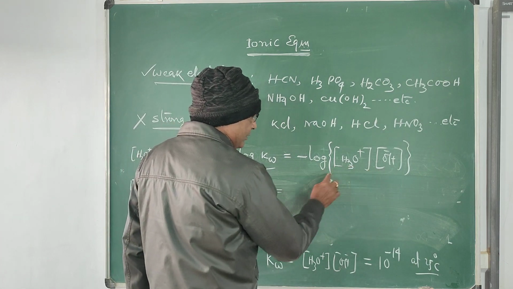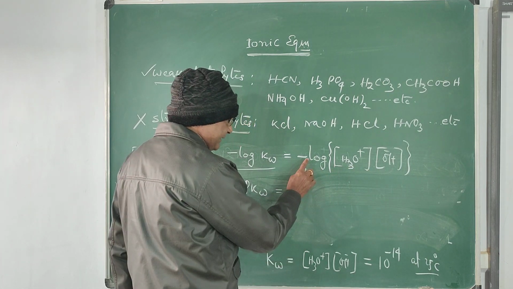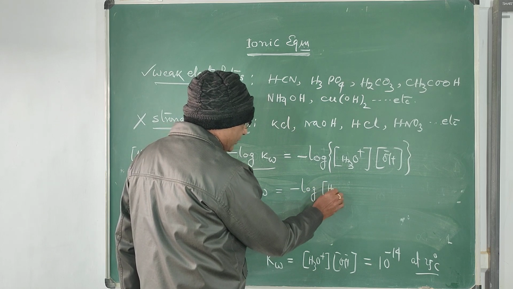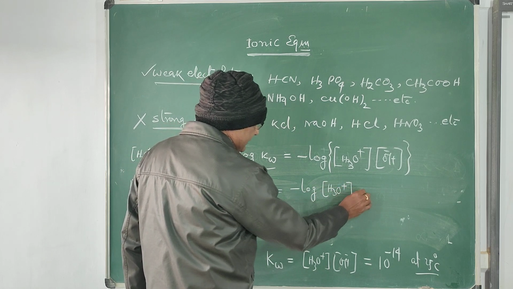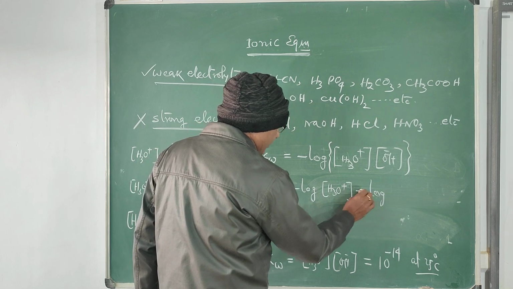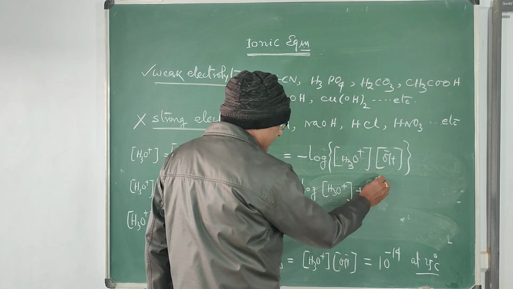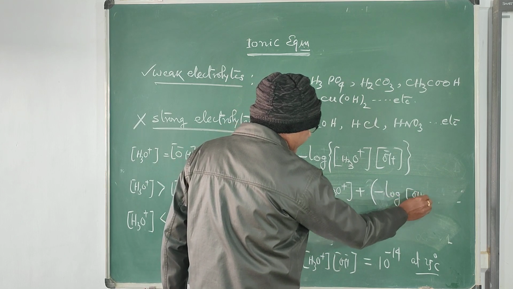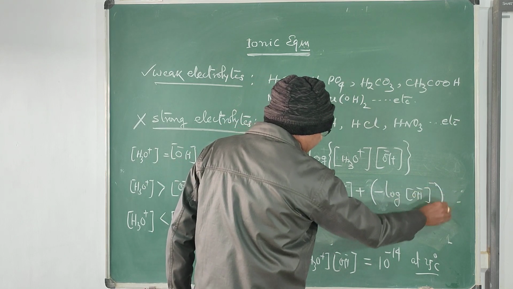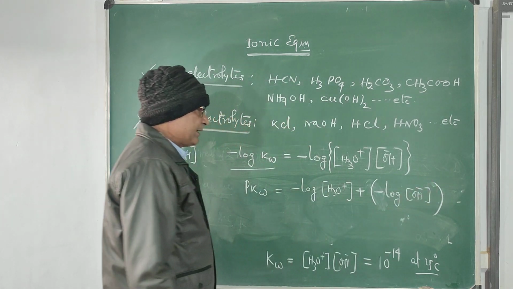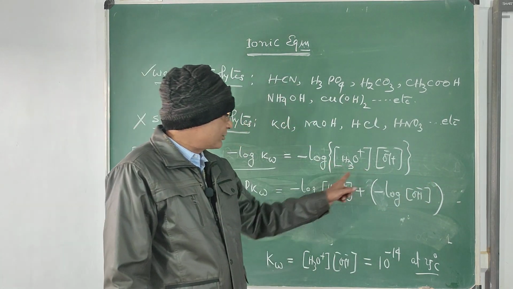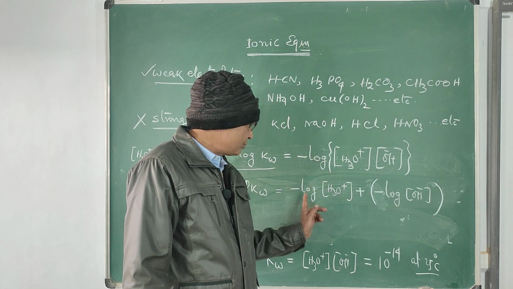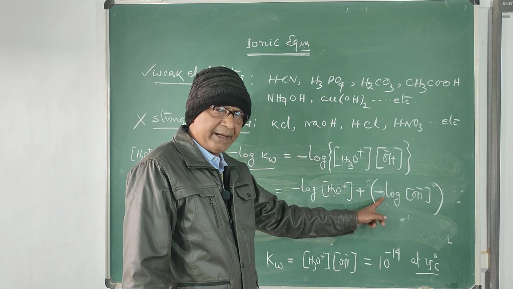Now you know that log AB equals log A plus log B. Since there is a negative sign, we are writing negative log H3O plus, plus negative log of hydroxyl ion concentration. See here, this is the expression of log AB equals log A plus log B. Clear? The negative sign is there, so we have written negative here and negative here.